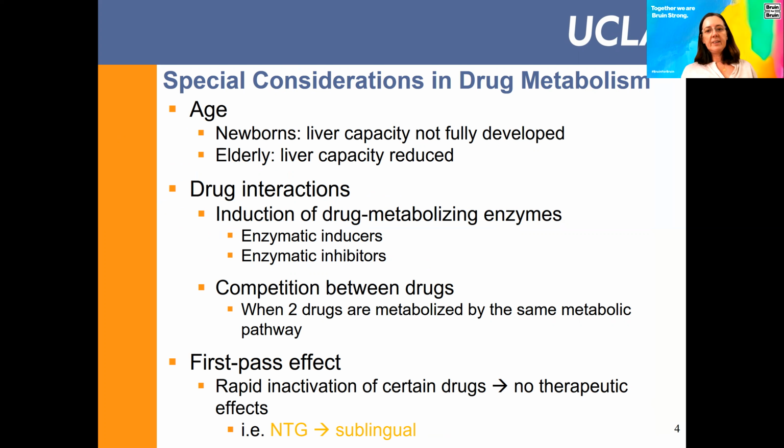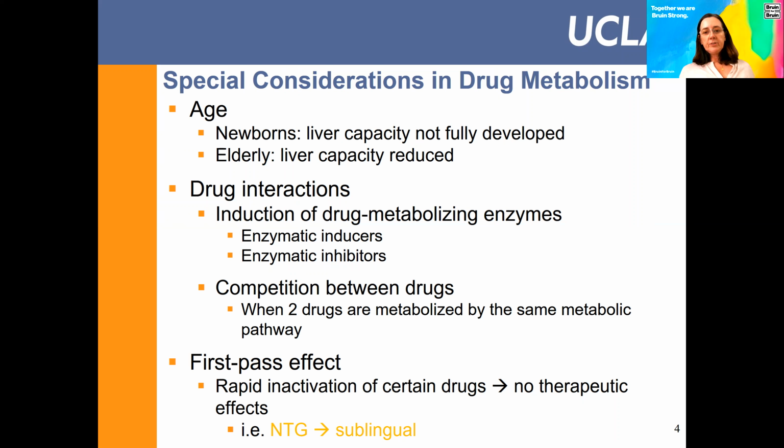Elderly patients, on the other hand, their liver has worked so much through their life that their liver capacity is actually reduced, and in some elderly patients that have hepatic dysfunction, you are going to want to adjust the dose in those patients.